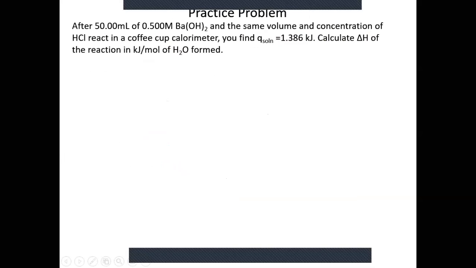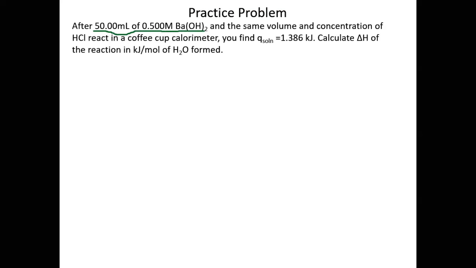Now we'll do one last coffee cup calorimeter problem. Maybe not one last one, we've got two more, I think, involving chemical reactions. So here we have 50 milliliters of a 0.5 molar solution of barium hydroxide, and the same volume and concentration of HCl. So this is an acid-base reaction, and this is done in a coffee cup. This is very similar to the example you would do in the lab.